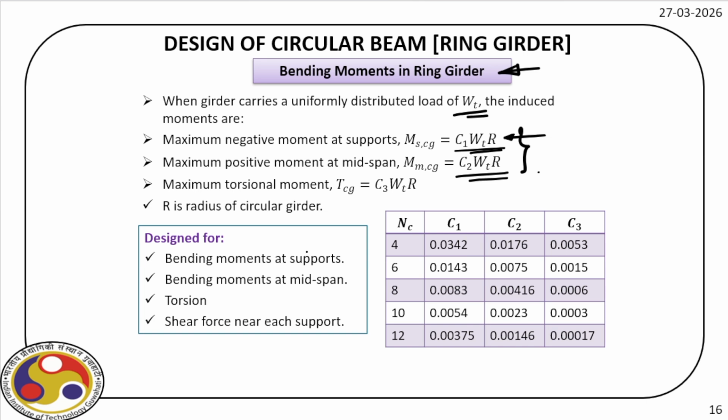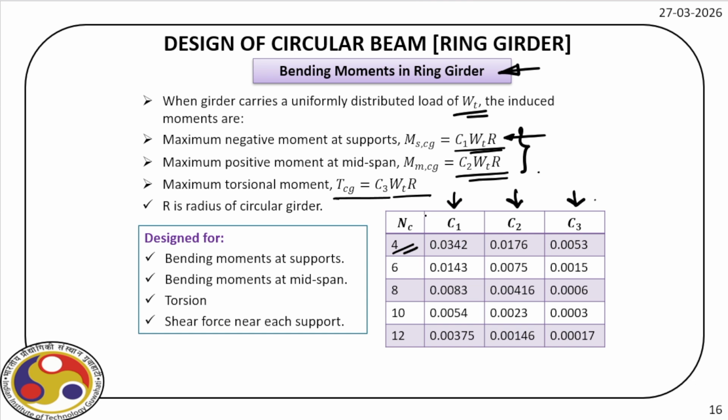Now here, the maximum torsion for this beam will also be there, and for that we have this expression C3 times Wt times R. Now depending upon the number of supports, that means number of columns you have, that is NC, we can have 4, 6, 8, 10, 12. These are the values of C1, C2, C3. So from this table, depending upon the number of columns we have for the Intze tank, we can find out the respective values of C1, C2, C3.